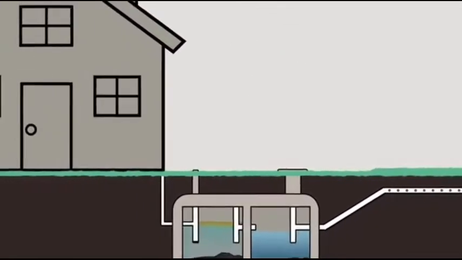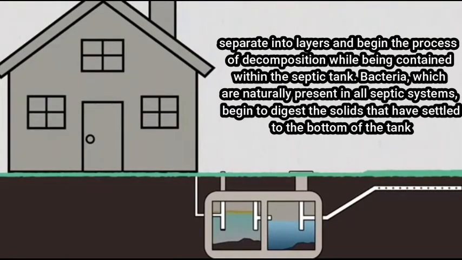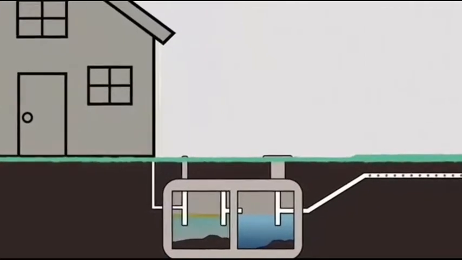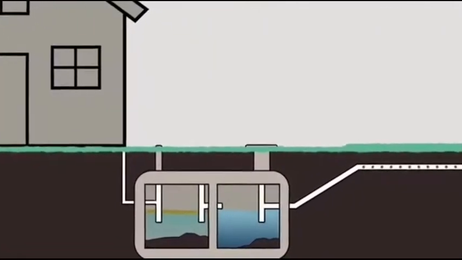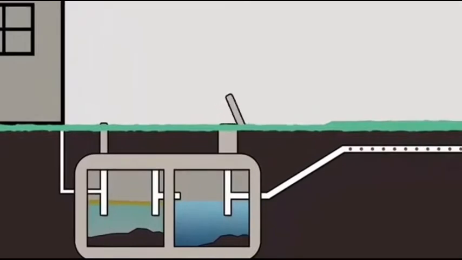Septic systems work by allowing wastewater to separate into layers and begin the process of decomposition while being contained within the septic tank. Bacteria, which are naturally present in all septic systems, begin to digest the solids that have settled to the bottom of the tank, transforming up to 50% of these solids into liquids and gases. When liquids within the tank rise to the level of the outflow pipe, they enter the drainage system. This outflow, or effluent, is then distributed throughout the drain field through a series of subsurface pipes. Final treatment of the effluent occurs here as the soil absorbs and filters the liquid and microbes break down the rest of the waste.